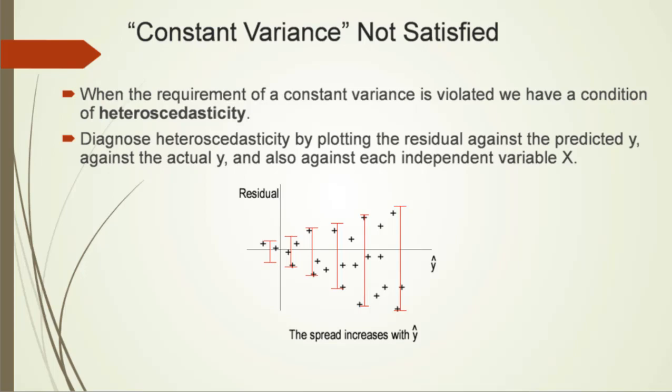To be able to detect whether we have constant variance, all we need to do is plot the residuals against the predicted y, against the actual y, and also against each independent variable x. It looks like the residual spread increases with estimated y, so we do not have homoscedasticity. The constant variance is not satisfied in this toy example. But for our house example, it looks like the constant variance is satisfied. So in conclusion, all 4 model assumptions are valid for our house example.